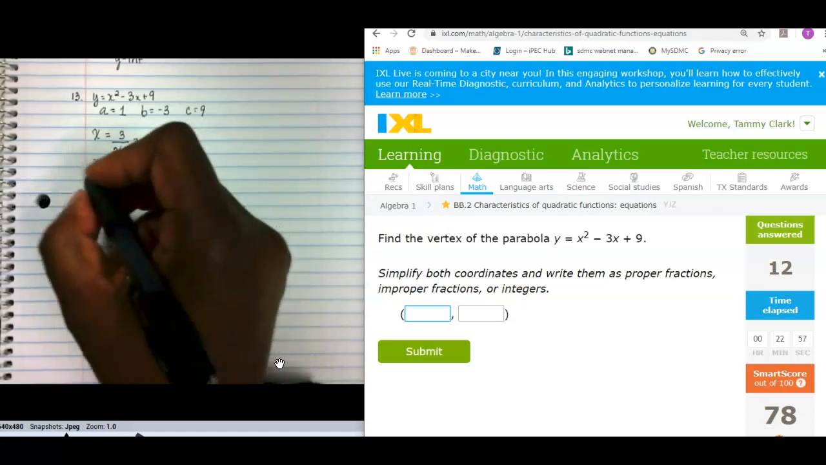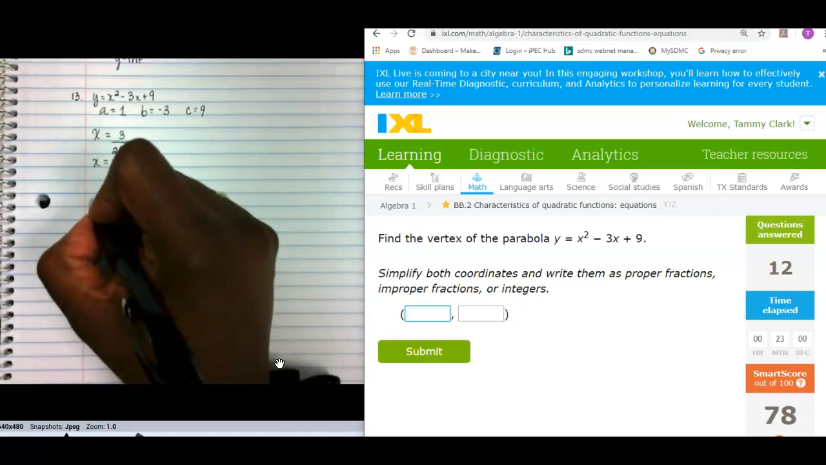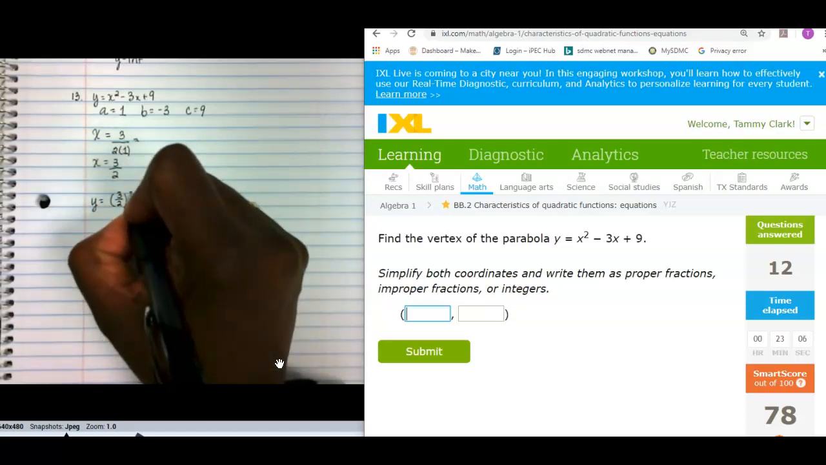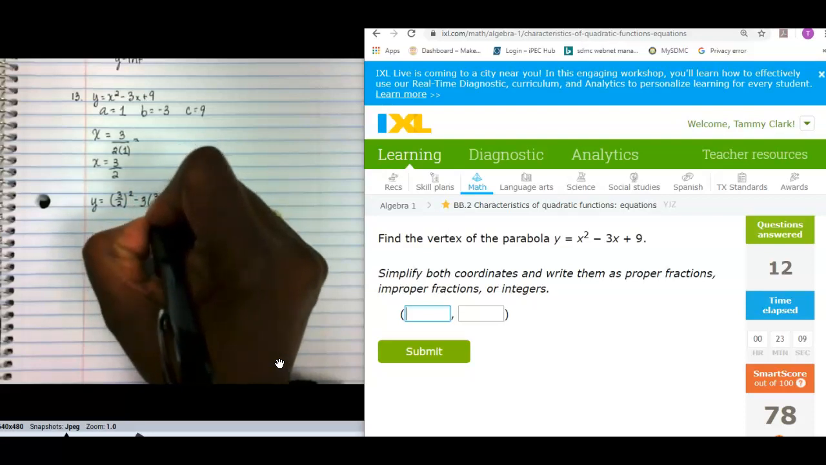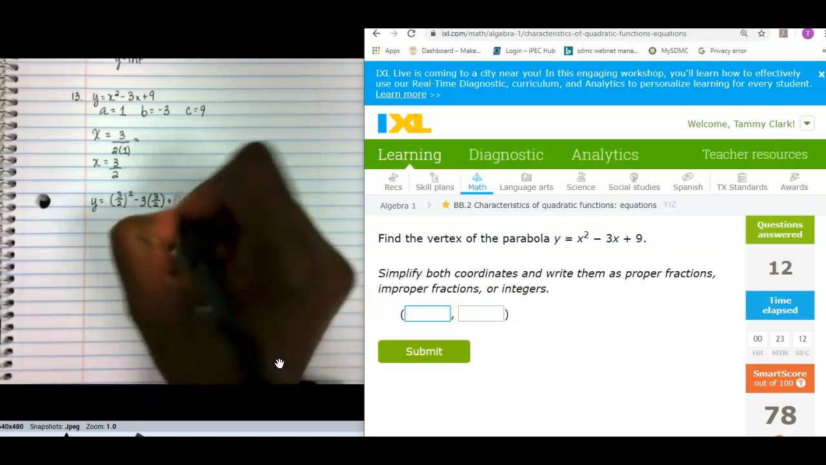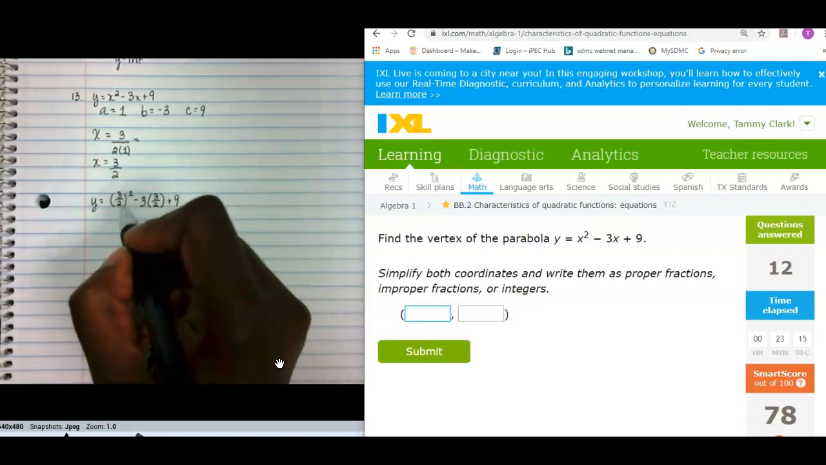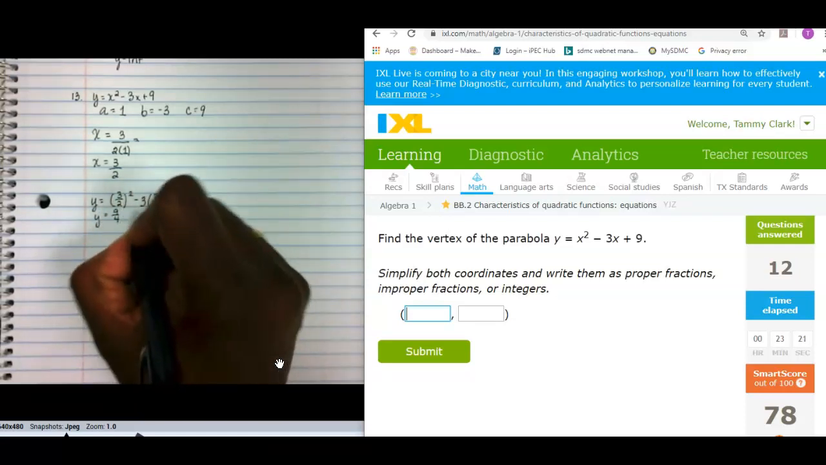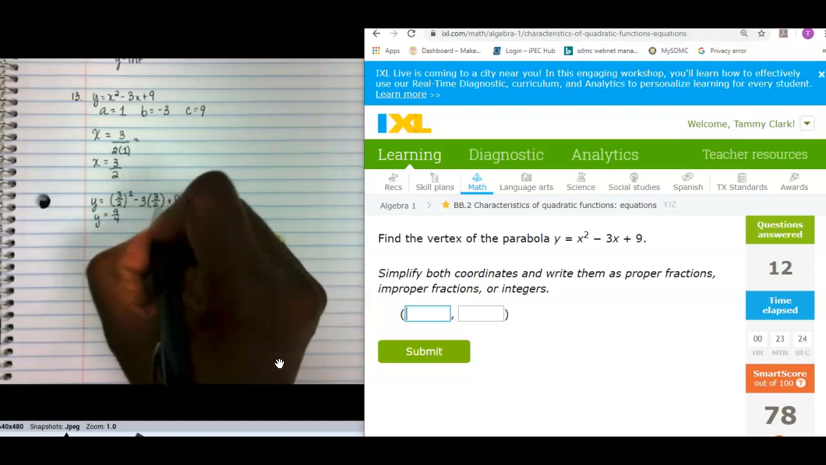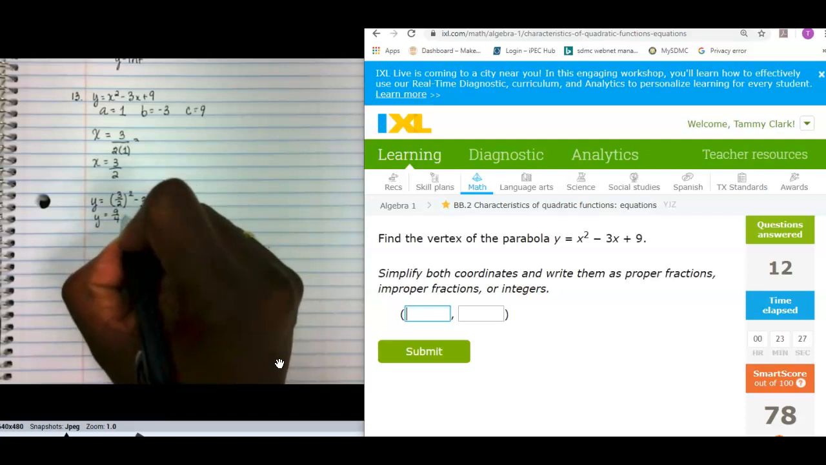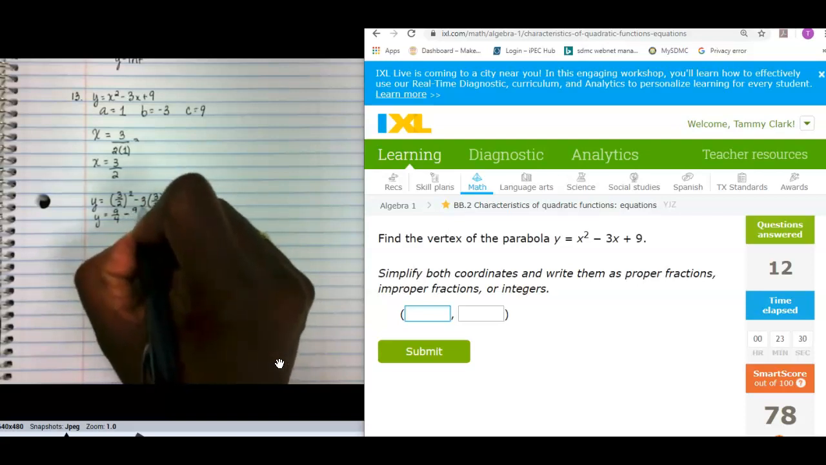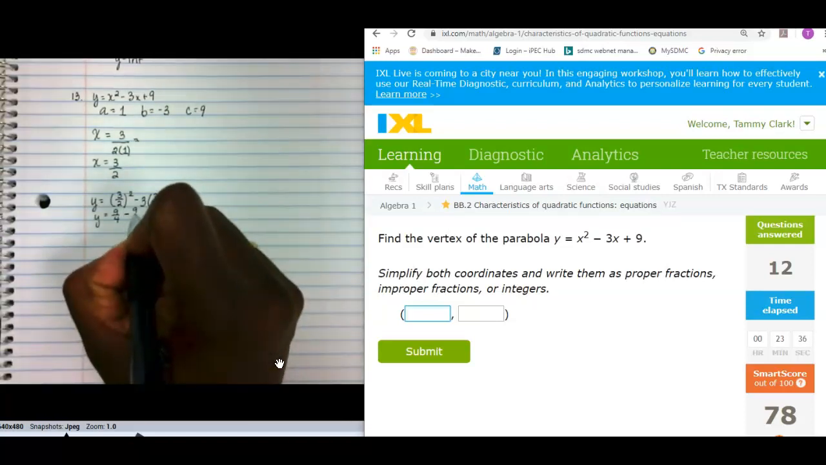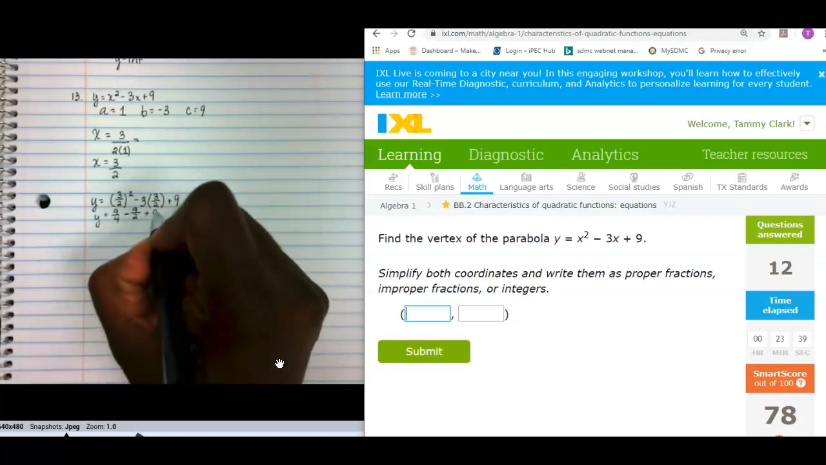Then we're going to substitute our 3/2 inside the original equation and solve for y. So we've got 3/2 squared minus 3 times 3/2 plus 9. So 3/2 squared, this means 3/2 times 3/2, which is 9/4. And then we're going to multiply 3 or negative 3 times 3 halves. So you would do negative 3 times 3, which is 9. And there's an imaginary 1 under this negative 3 to make it into a fraction. So that gives us 2 in the denominator plus 9.